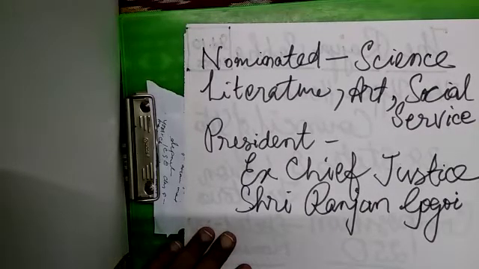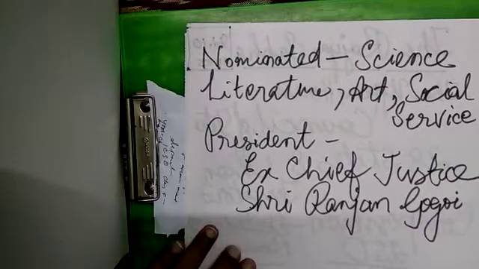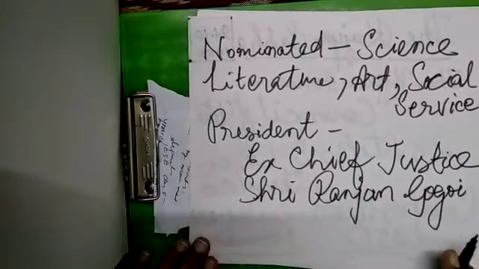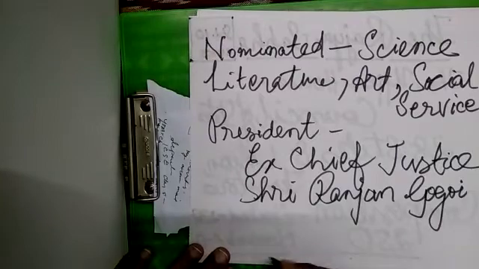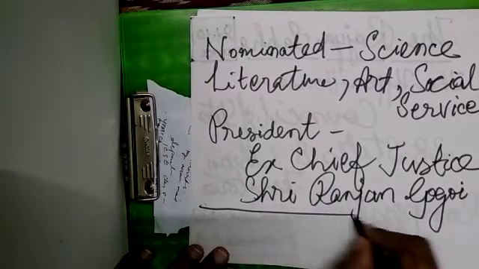In the past there were many such renowned persons nominated to the Rajya Sabha, like the film producer Mrinal Sen, actress Hema Malini, scientist Raja Ramanna, cricketer Sachin Tendulkar, and many more. This is in brief about the nominated members.